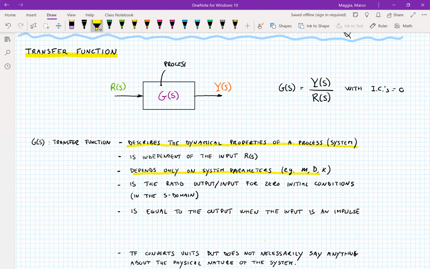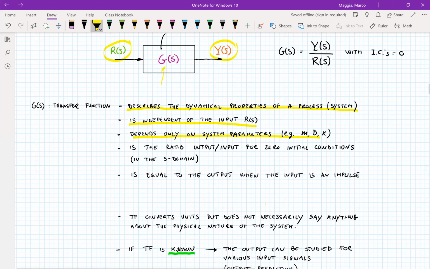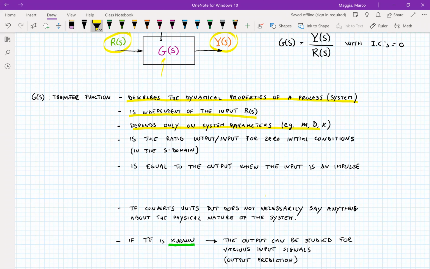And being just a characteristic of the system, in this case of just the process, because we don't really have a control, G of s itself is independent of the input. We can feed the process a certain input and it will give us an output. But if we change the input, we will have a different output. But G of s itself, the ratio, will always be the same. And that's what I wrote here. It's the ratio between output and input for 0 initial conditions.